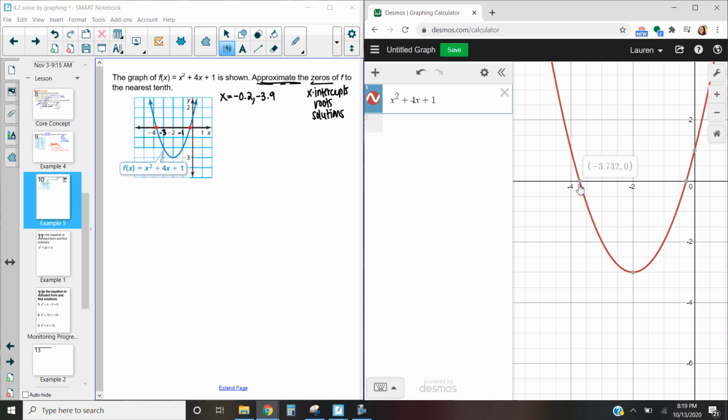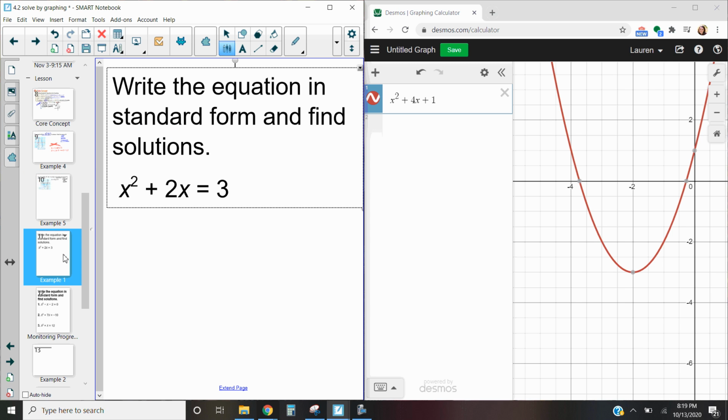So Desmos is really cool because it gives us out to the thousandth place on where those roots are. And so that can be really helpful when we're looking for precision in calculations to know more decimal places. For the sake of our class, to the nearest tenth is perfect. So what we're going to do is practice writing equations in standard form, and then we are going to find the solutions by graphing.